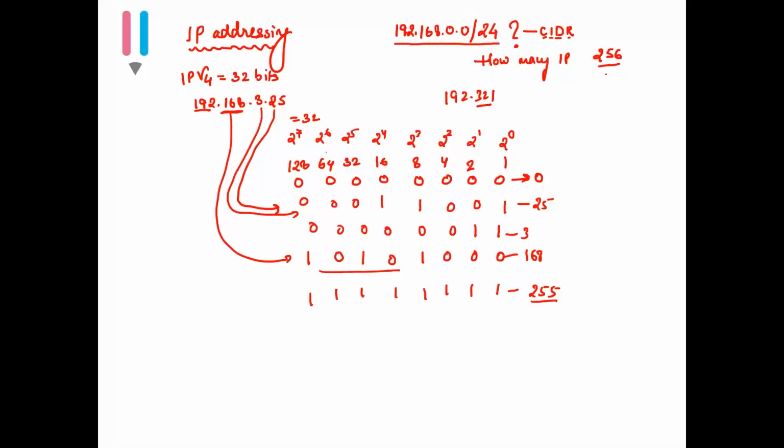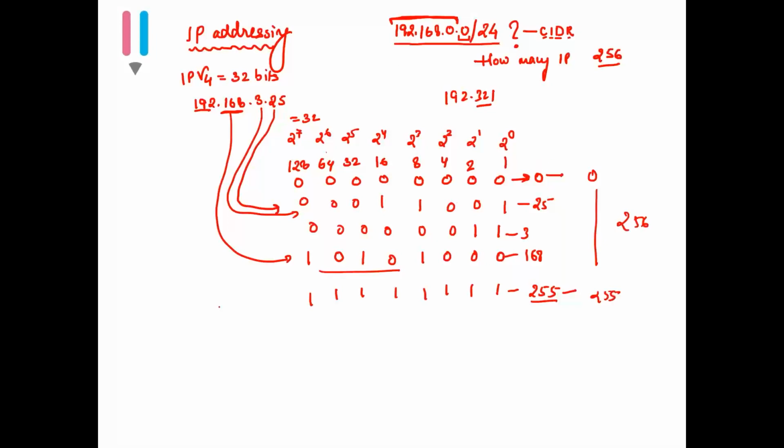So the answer to this question is /24 means I am blocking the first 24 bits. So in total how many bits are there? 32 bits: 8, 8, 8, and 8. So I'm blocking these bits, which means these bits cannot be changed. So these 24 bits cannot be changed. Only these 8 bits can be changed. So if it is changing, it may change from 0 to 255. From 0 to 255, how many IPs can I create? I can create a total of 256 IPs.